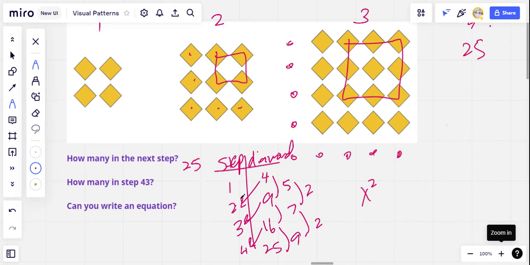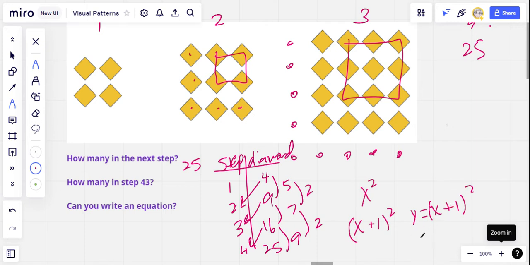So I think to write an equation for each step number, all I have to do is add 1 to the step number. If I took the step number, which is x, and added 1 to it, then if we're on step number 1, 1 plus 1 would be 2, and then I squared that, I would get 4. So I think our equation is going to be y equals (x plus 1) squared. So take the step number, add 1 to it, then square it. That's going to give you the number of diamonds.